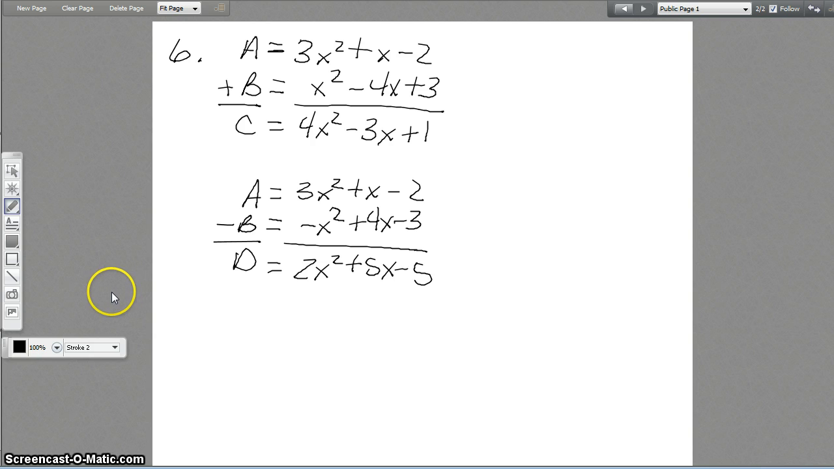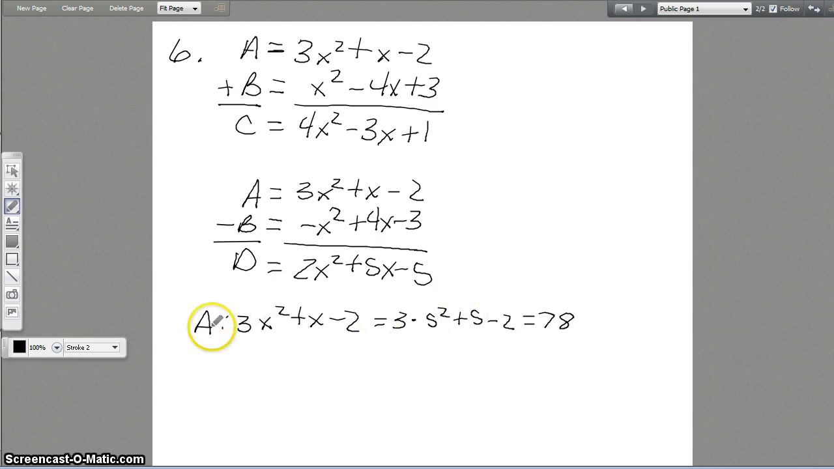Okay, then for part C it says find the values of the four polynomials if x equals 4 and if x equals 5. Well, in class we did it for x equals 4, so I'm going to do it for x equals 5 now. So for polynomial A, our polynomial A is 3x squared plus x minus 2. So I'm going to replace the x with a 5. So this is 3 times 5 squared plus 5 minus 2. 5 squared is 25, times 3 is 75. When we add 5 to that, we get 80. And when we subtract 2, we get 78.